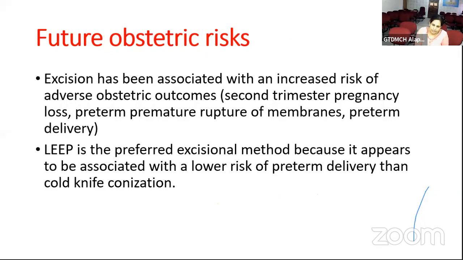Now, future obstetric risk. Excision has been associated with an increased risk of adverse obstetric outcomes: second trimester pregnancy loss, premature rupture of membranes, and preterm labor. LEEP is the preferred excisional method because it is associated with a lower risk of preterm delivery than cold knife conization, and it has fewer complications.